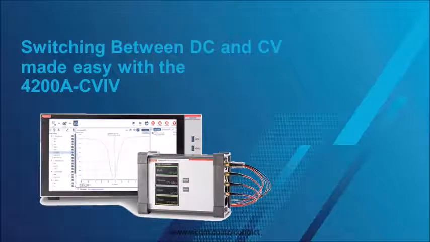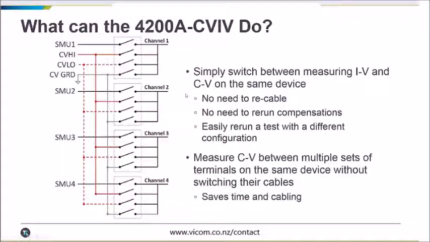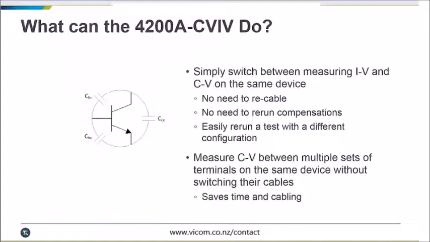Let's look at it a little deeper. So, what can the 4200A CVIV do? At the very base, it's simply a switch between measuring IV and CV on the same device. It eliminates any need to recable, to rerun compensation, and my favorite, we can go back and rerun a test with a different configuration with just a click of a button. It also allows you to measure CV between multiple sets of terminals on the same device without switching their cables, which saves time and cabling.